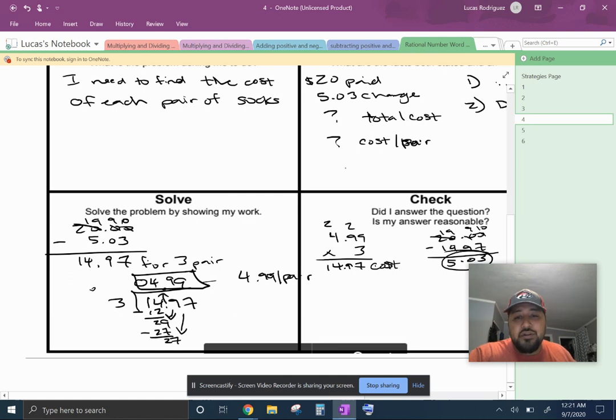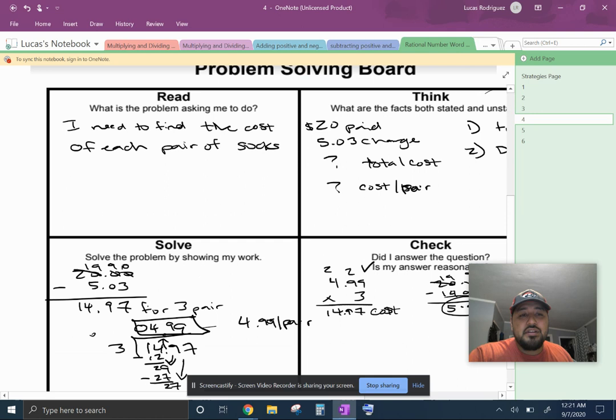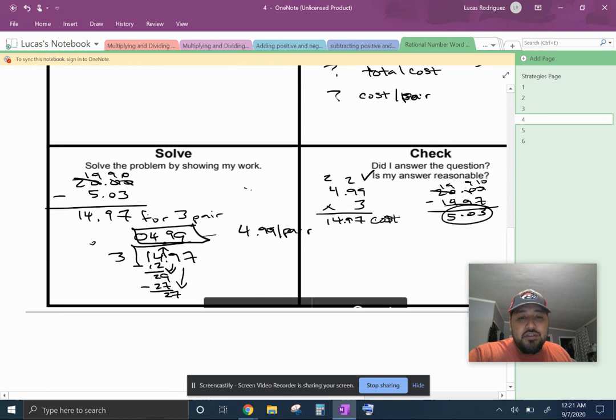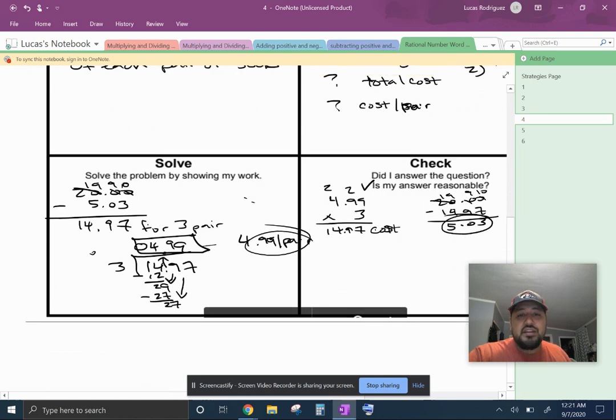Did I answer my question? Is my answer reasonable? Yes. It says I need to find the cost of each pair of socks. I figured out it was $4.99 per pair. So yes, I did. What are the strategies that I used here?